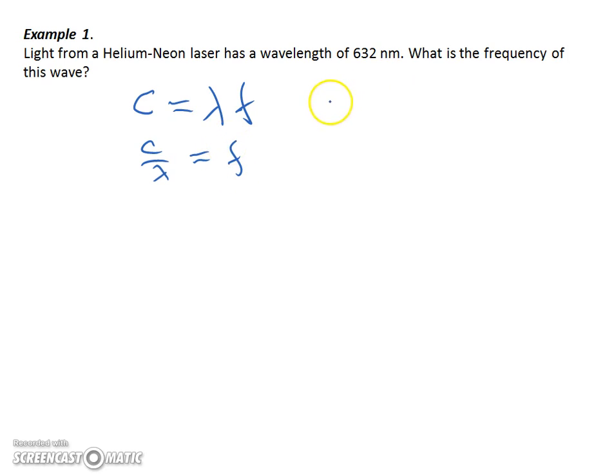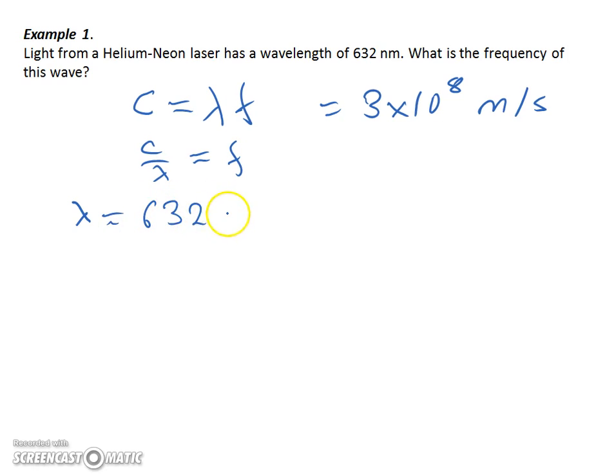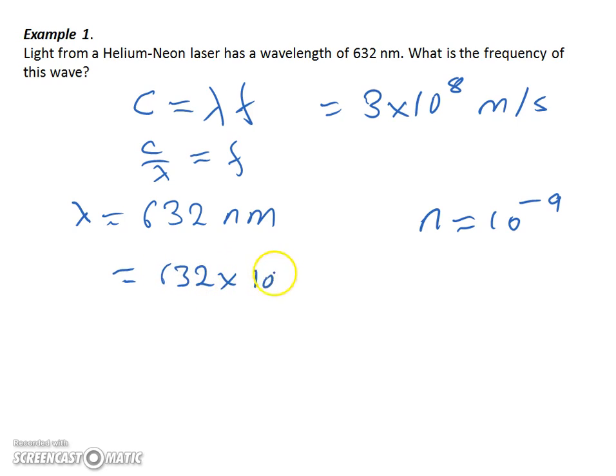Okay, c has a numerical value to a very good approximation, 3 times 10 to the 8 meters per second. Now, we have the wavelength, but the wavelength is expressed in nanometers. Wavelength is equal to 632 nanometers. And remember, nano is a prefix which means 10 to the minus 9, so we can immediately rewrite this as 632 times 10 to the minus 9 meters.